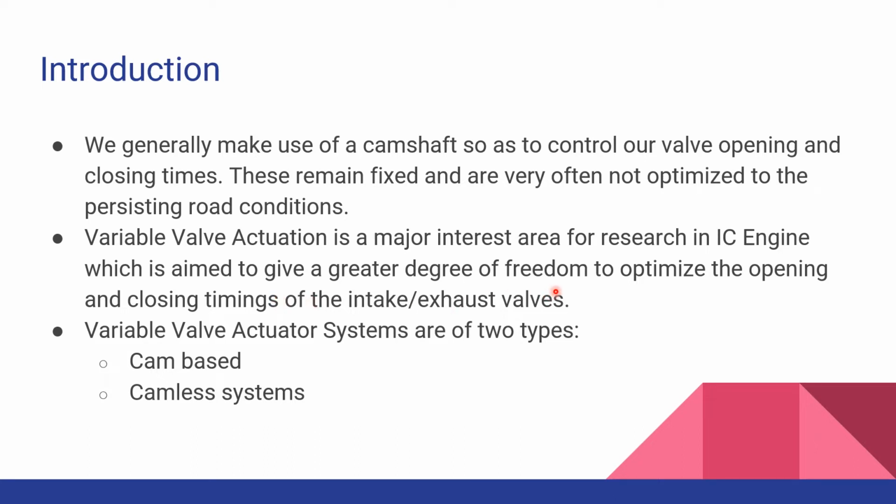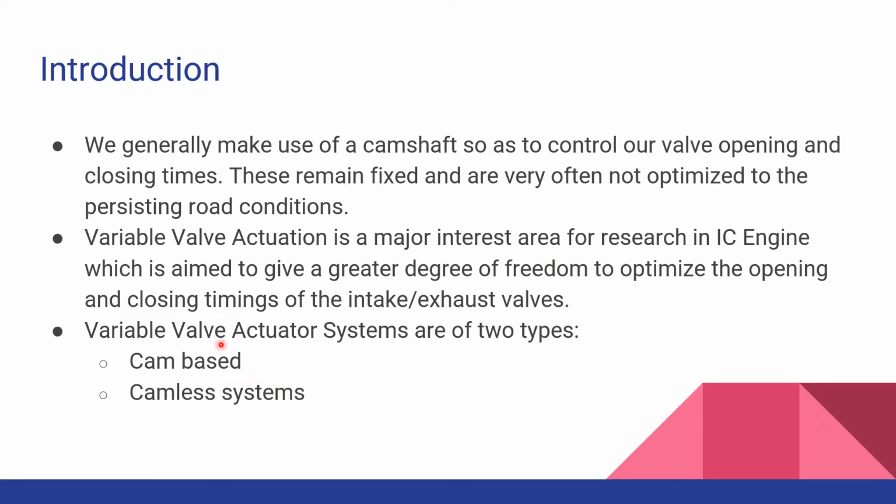So what happens is usually the vehicle that comes is optimized for a certain speed. However, due to maybe bad roads or maybe extreme traffic conditions, the speed of the vehicle might be less as compared to the optimized speed, and that leads to inefficient combustion. So this is where the variable valve actuation comes in to take care of this problem.